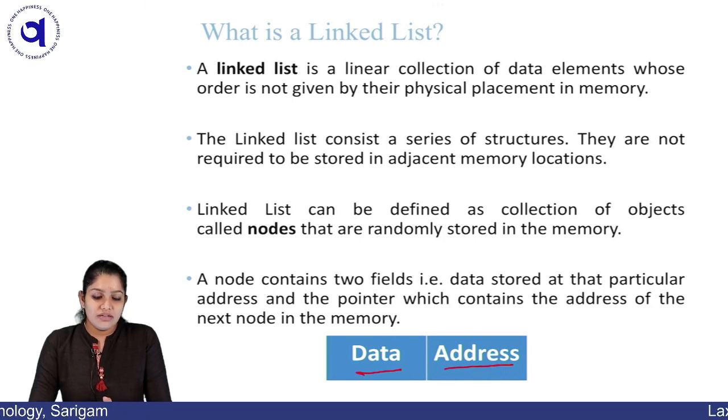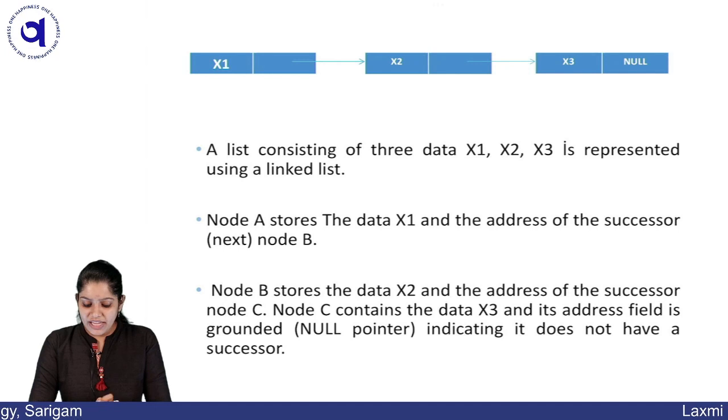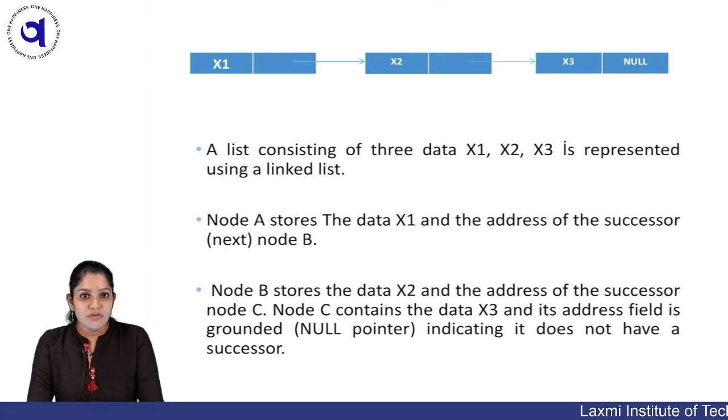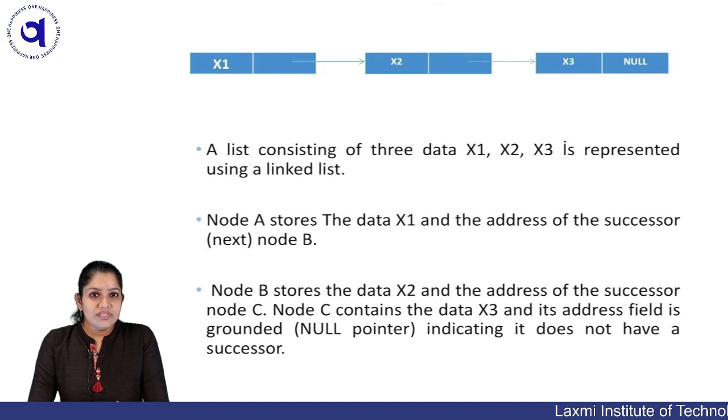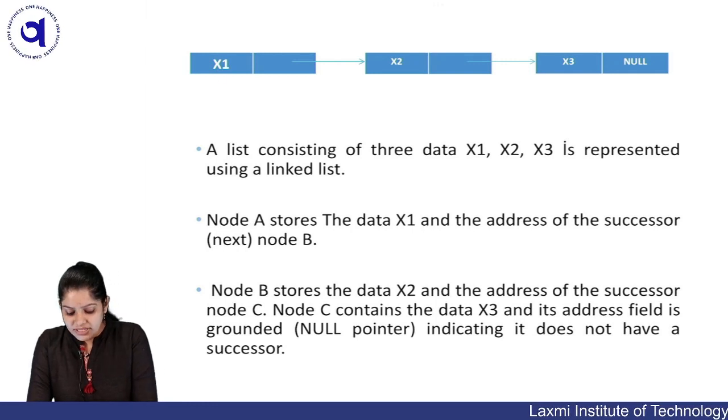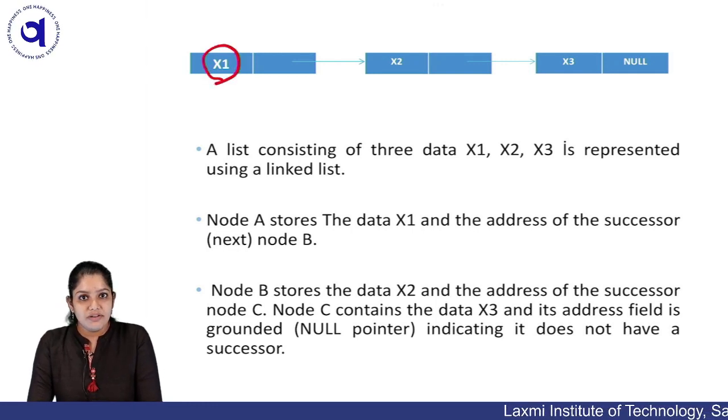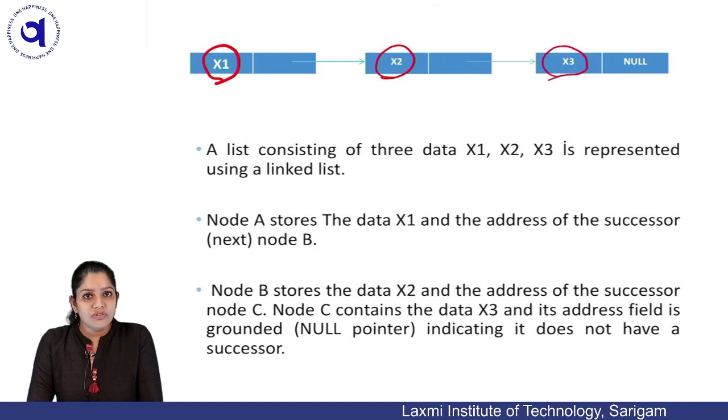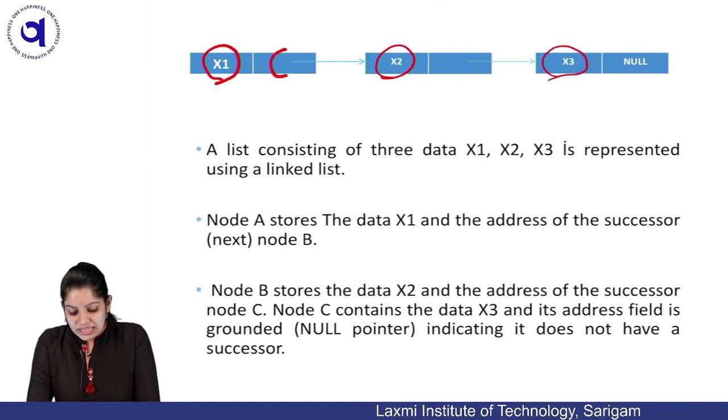So as you can see, here we have this collection of nodes, right? A linked list is a collection of nodes, more than one node. Here you can see we have three nodes. So first, x1 is the data part stored by node 1, x2 is the data part stored by node 2, and x3 is the data part stored by node 3.